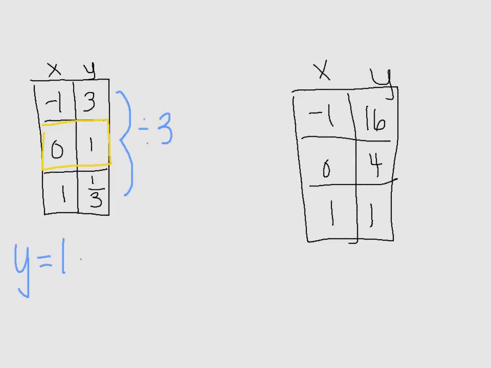Remember, we need to change that into a times. So the opposite of divide by 3 over 1 is times by 1 over 3 to the x.